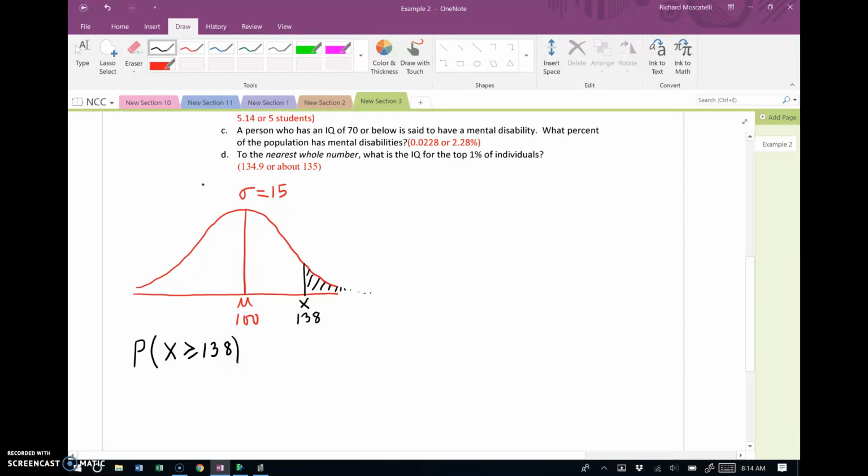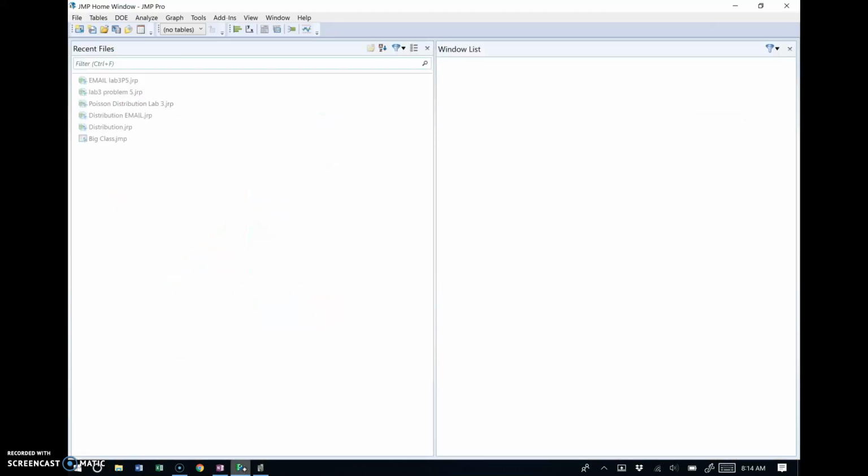Now, in Stat 1 you learned how to convert the 138 to a z-score, and had to go to a z-score table and look up the z-score and get the probability. In Stat 1 you might have also learned to use your TI graphing calculator using the normal CDF function. And they work fine. Actually, the TI graphing calculator does a great job at this concept. It really does. But we're going to use JMP for this. So I'm going to run the JMP.